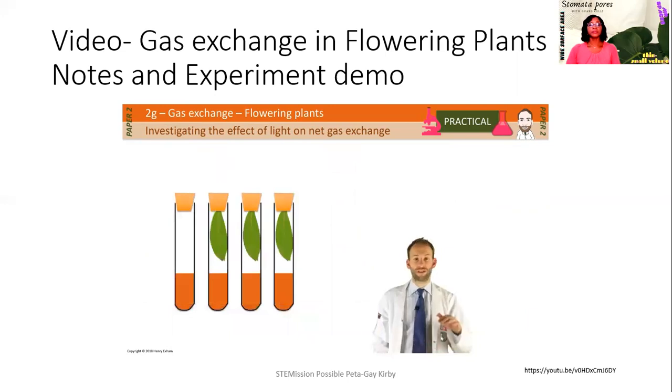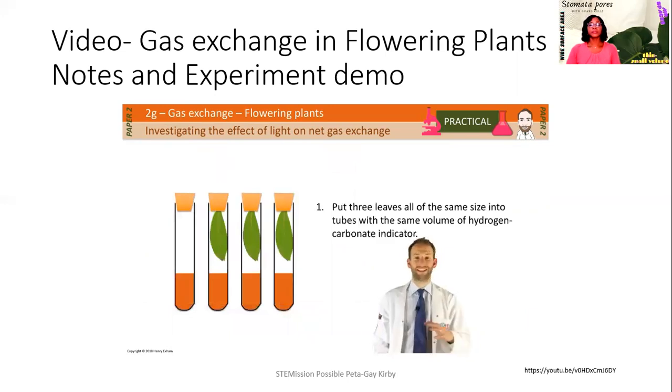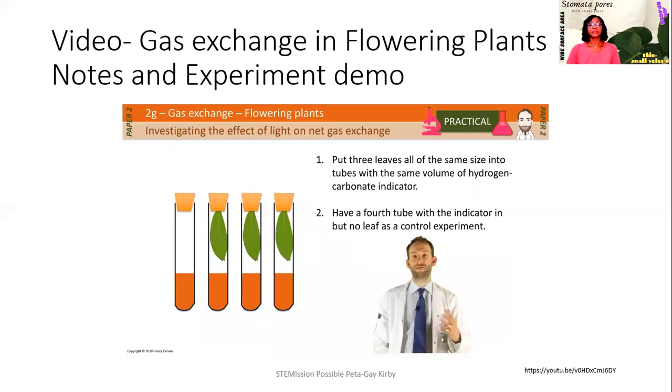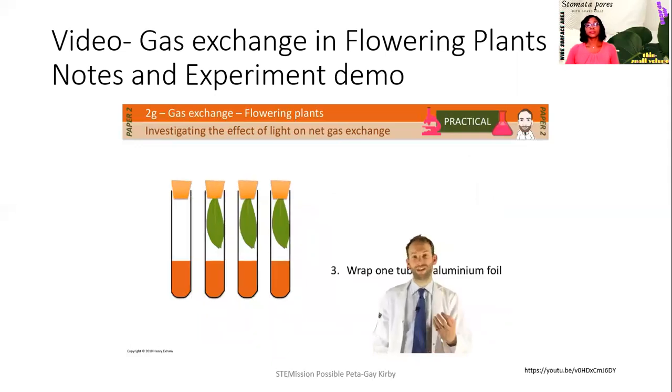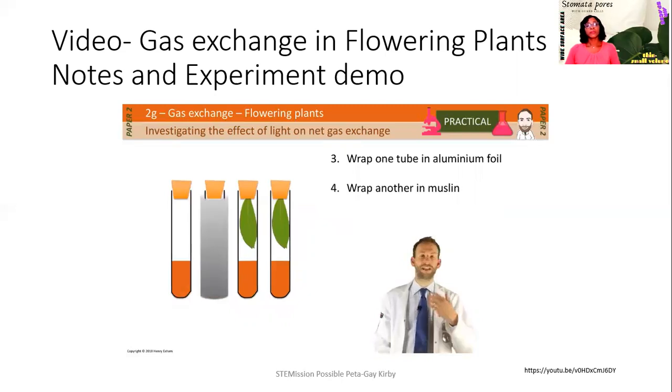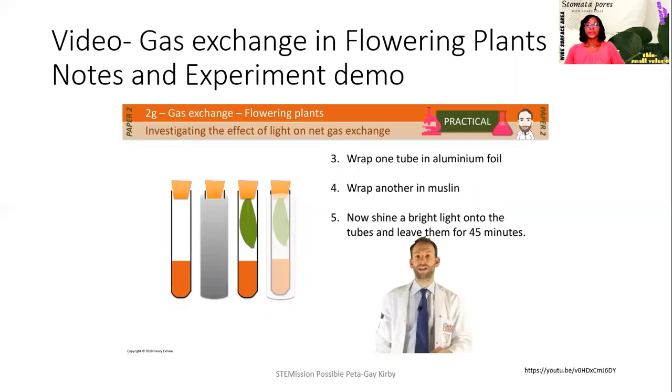You put the same volume of hydrogen carbonate indicator into each tube. And then you can expose them to different light intensities. You could wrap one in aluminium foil, you could wrap another one in muslin, which is going to let a little bit of light through, and you could leave one completely exposed to light. And then you could shine light on them for about 45 minutes. Now you should be able to predict these results.